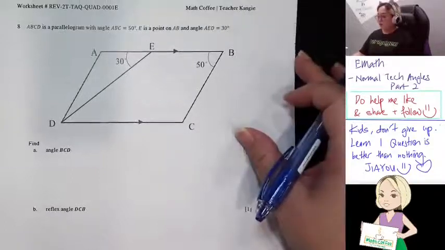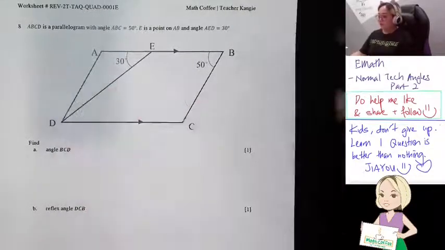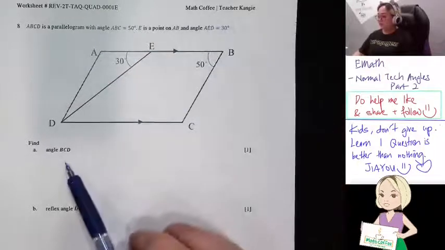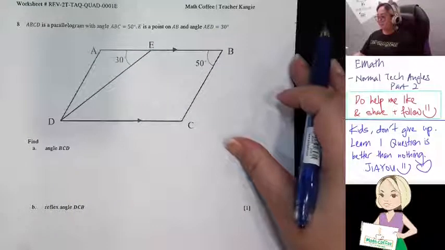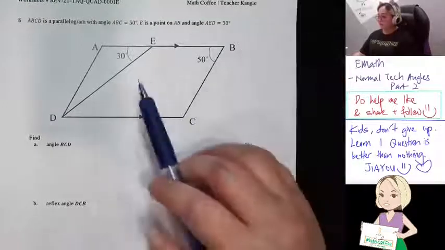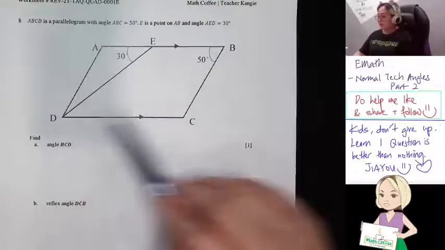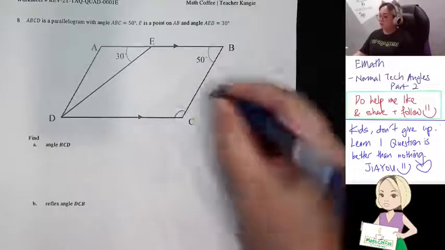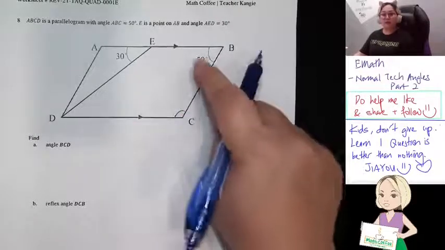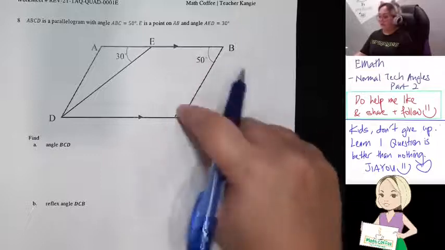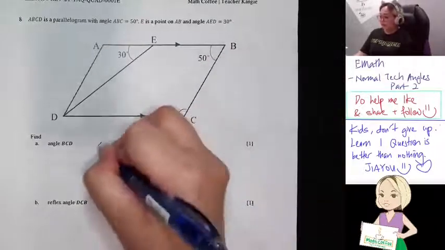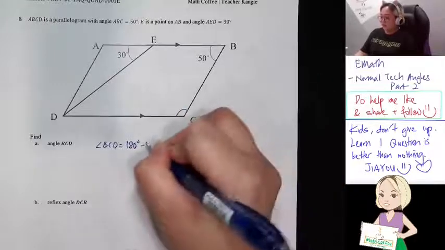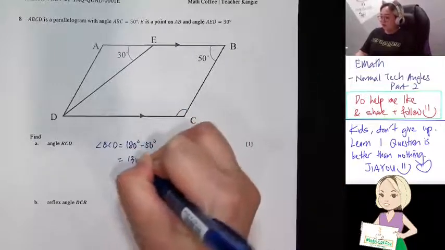Okay, let's move on. Question 8. ABCD is a parallelogram. Find BCD. Okay, angle BCD. Because here there is a parallel line, right? So you should know that this is an interior angle. So you will write angle BCD is equal to 180 degrees minus 50 degrees. So it is 130 degrees.